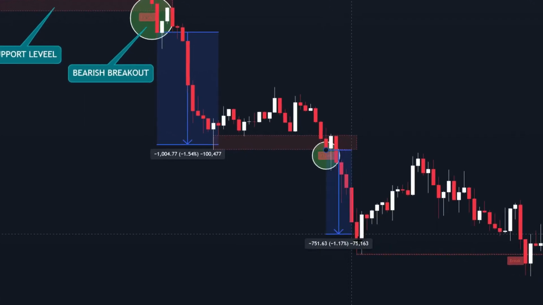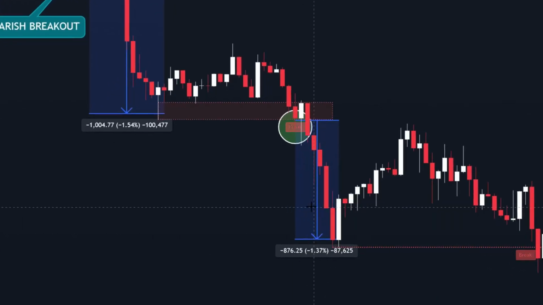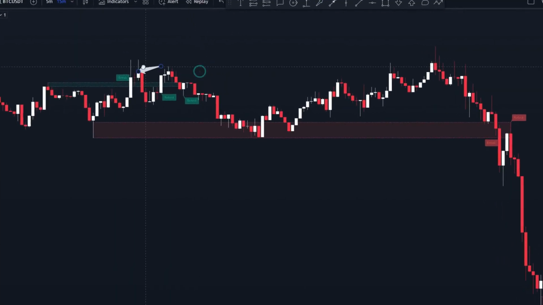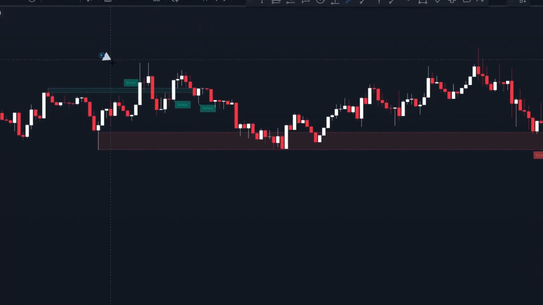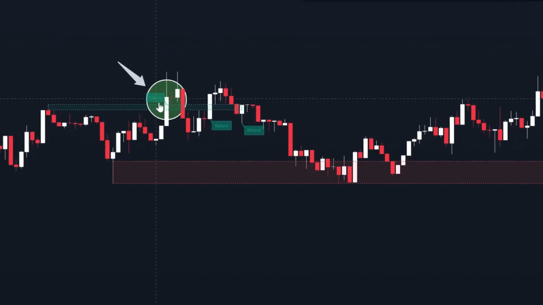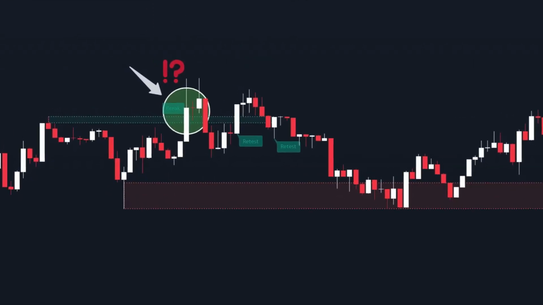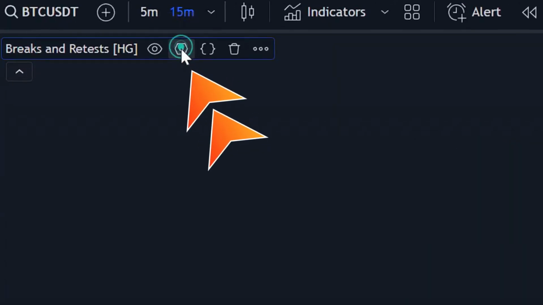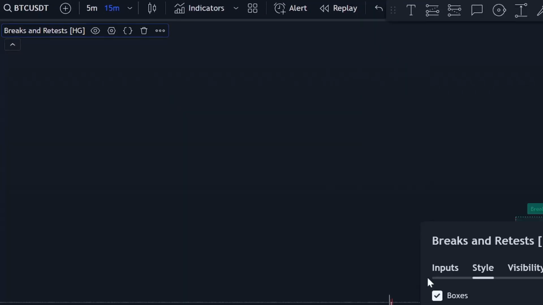The default settings might not give you the full picture of the long-term trend, which could lead to some not so accurate signals. For instance, in this example, we've got an inaccurate bullish breakout signal. This means we might need to make some adjustments. So let's head over to the indicator settings window and go to the input section.